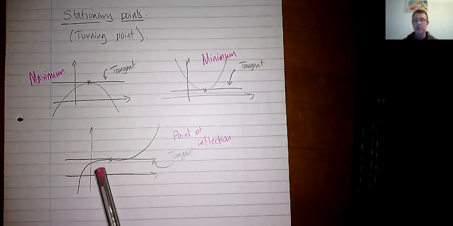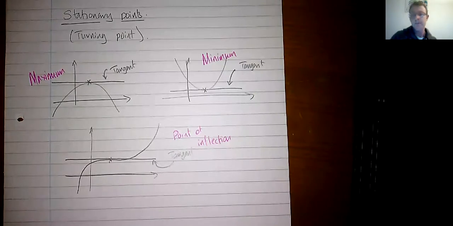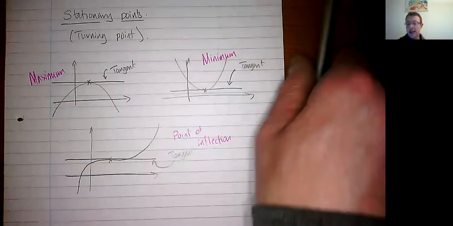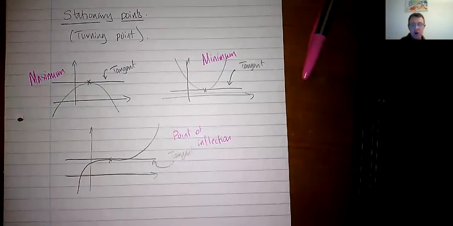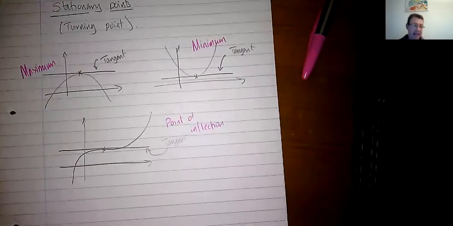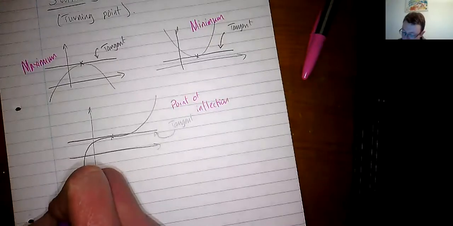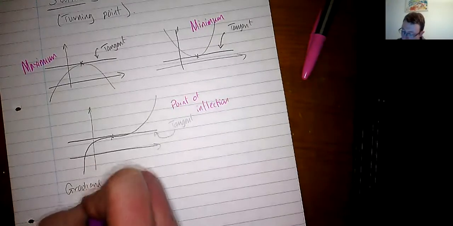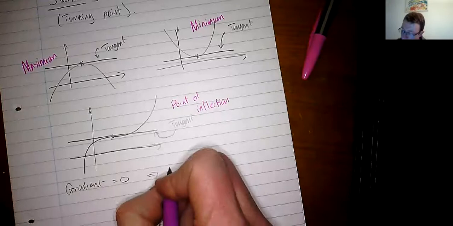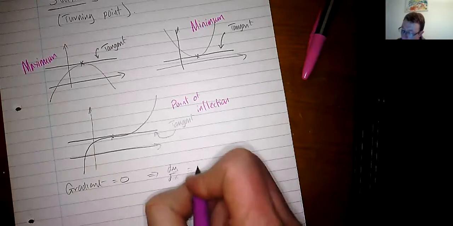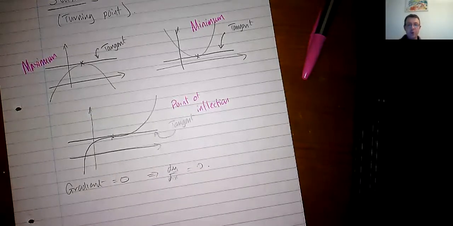So what is the point? The point is that at all these stationary points, at all these what we could call turning points, the gradient is 0. So therefore, dy/dx is 0. And that's the crucial thing. If the gradient is 0, then that means dy/dx equals 0. And that's how we find out where they are.